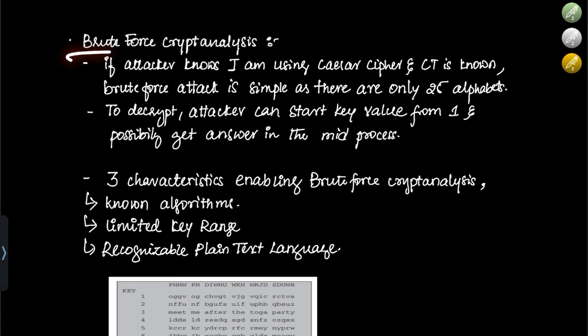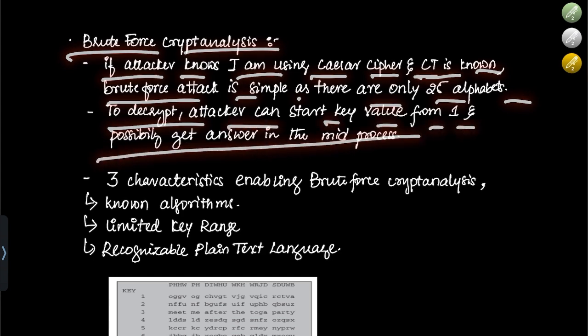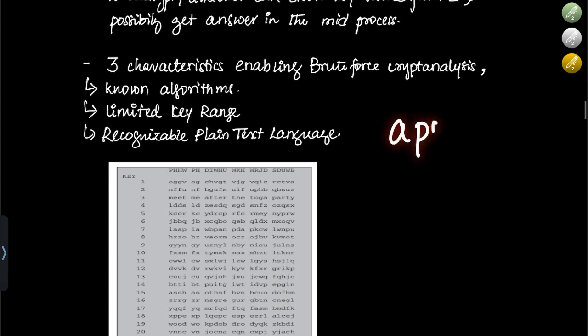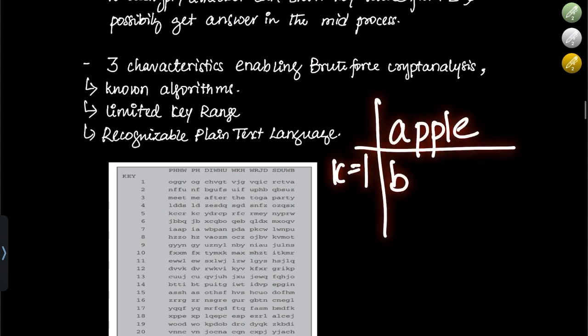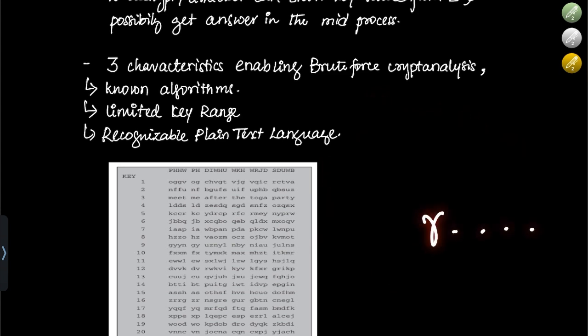Brute force cryptanalysis. If the attacker knows that I'm using Caesar cipher and the ciphertext is known, then brute force attack is very simple, as there are only 25 keys. To decrypt, the attacker can start the key value from 1 and possibly get the answer in the middle of the process. Suppose I have taken apple and I take key value as 1, then I'll get B, Q, Q, M, F. If I take key value as 2, then I'll get C, R and so on.